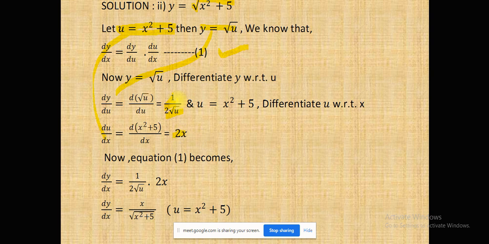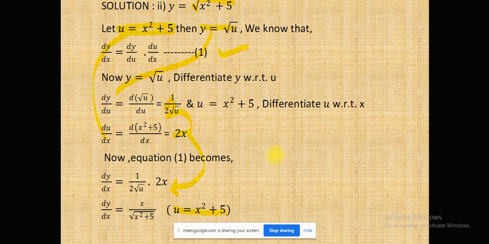So combining these two things, and using the chain rule by equation 1, what we get is 1 upon 2 root u into 2x. And the last step is replacing u. U is x square plus 5, so just replace u by x square plus 5. I hope everyone is getting it.